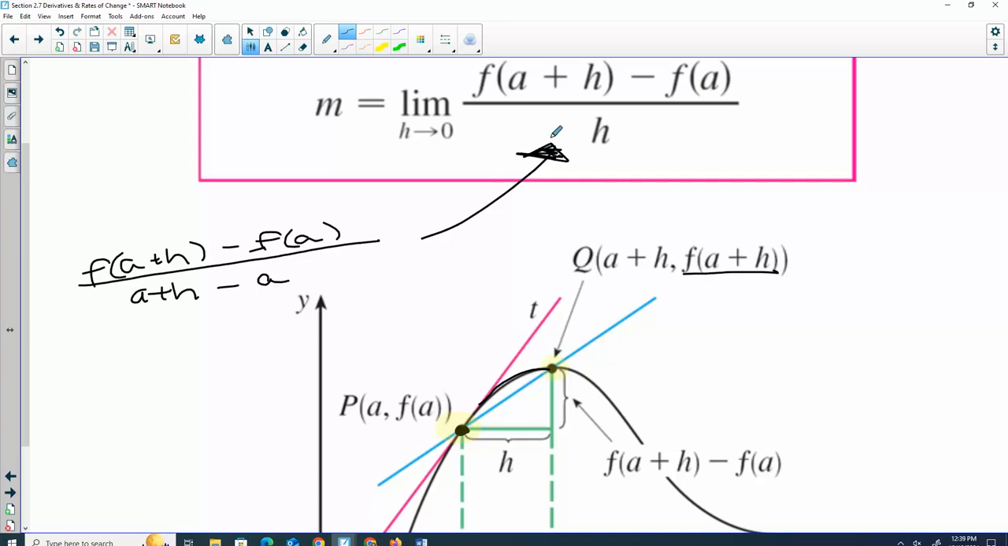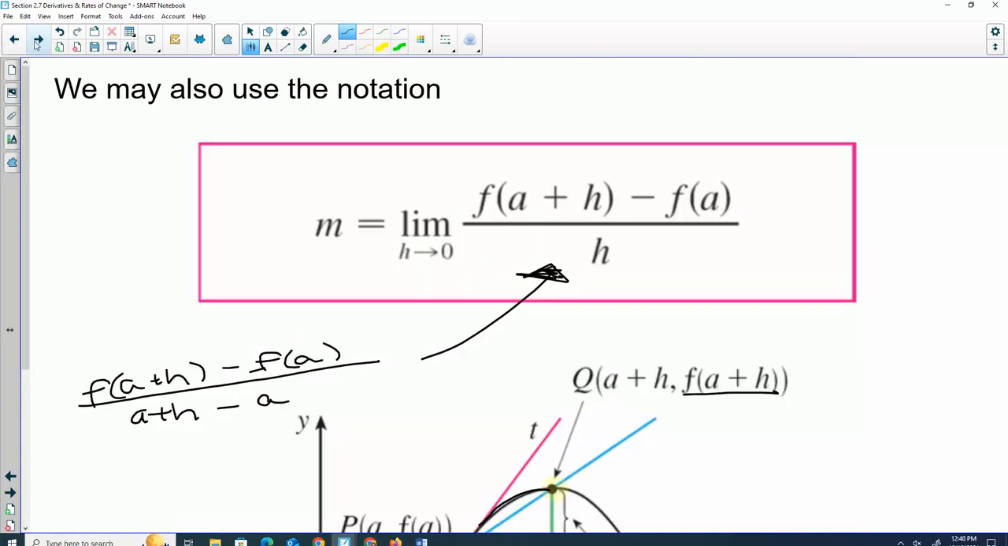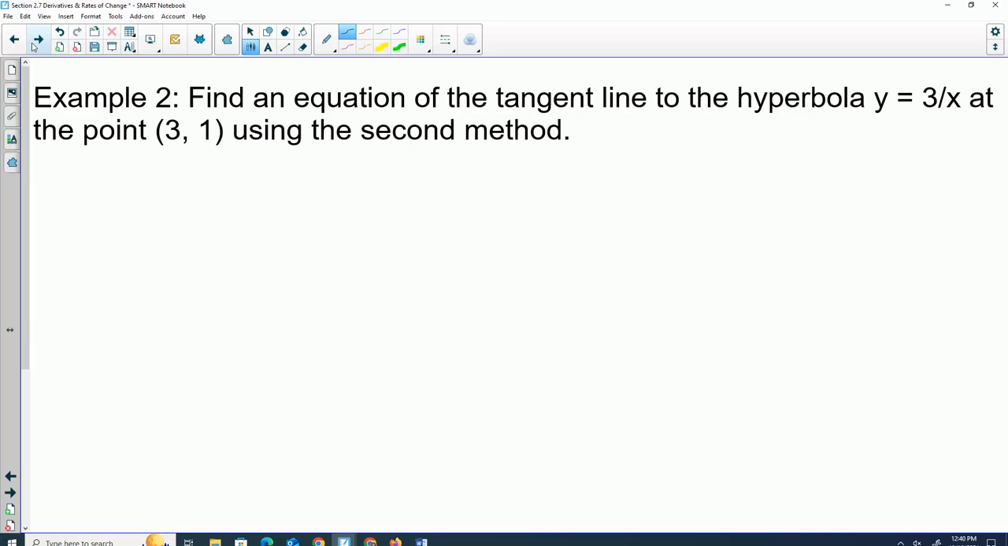Both will find the slope. It's really just kind of a matter of preference. This one is sometimes a little bit easier because the denominator is a single term, and so it's usually easier to cancel a single term than multiple terms where we have to factor everything first. So this has its advantage because the denominator turns out to be just a plain H. All right, so the first one we did is called definition 1. This one's our definition 2. So let's do one using that second method.